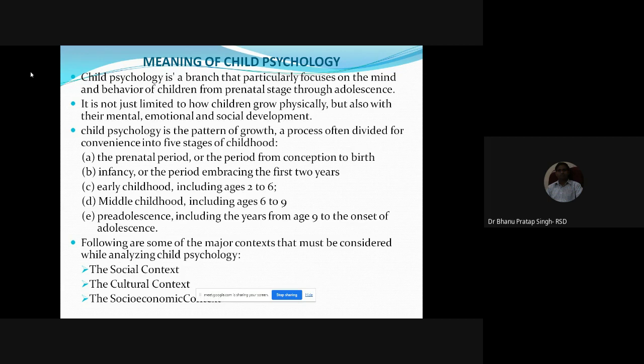There are three major contexts of child psychology. When we talk about child psychology, then three major contexts are there. One is social context, second is cultural context, and third is socio-economic context. What is social context? That may be the family, society, means what are the impact of family, society, neighborhood, peers.